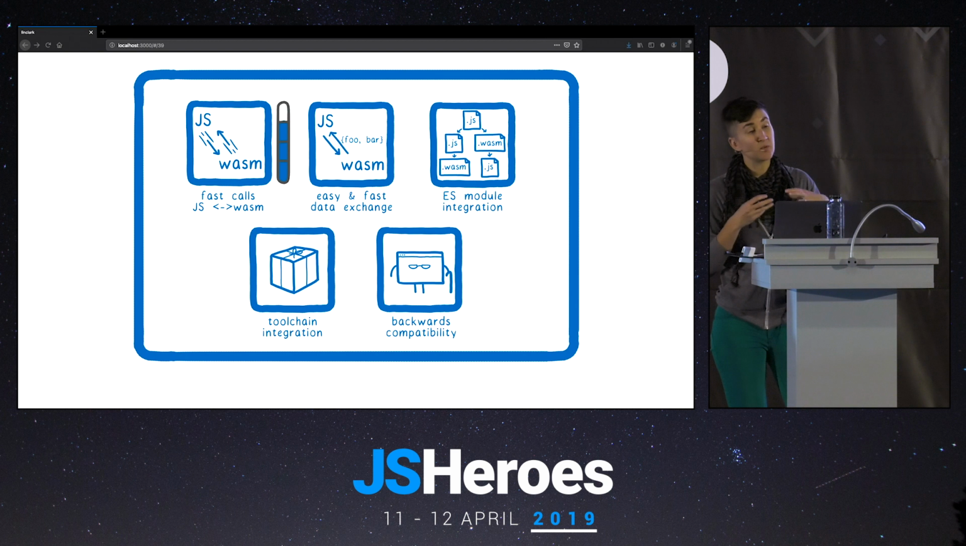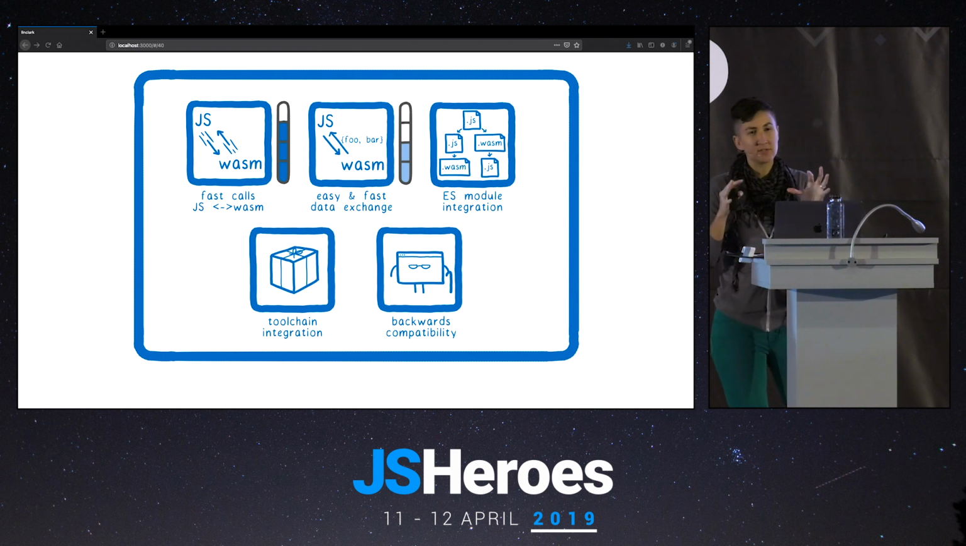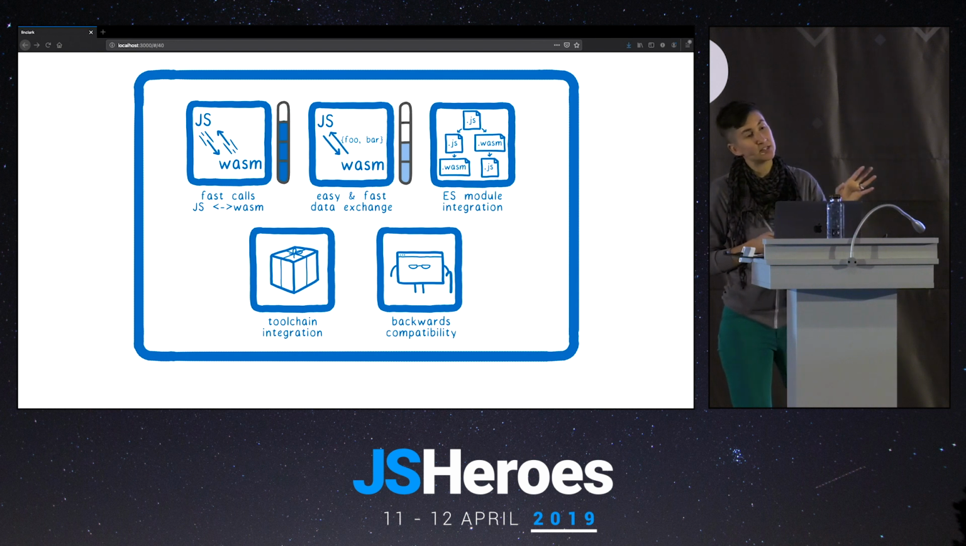Well, calls between JavaScript and WebAssembly are fast in Firefox now, and other browsers are also working on this. For easy and fast data exchange, there are a few proposals that will help with this, such as AnyRef, host bindings, and weak refs. And I unfortunately don't have too much time to go into the details on this, but in the meantime, the Rust ecosystem has created tools that handle all of this automatically for Rust code.